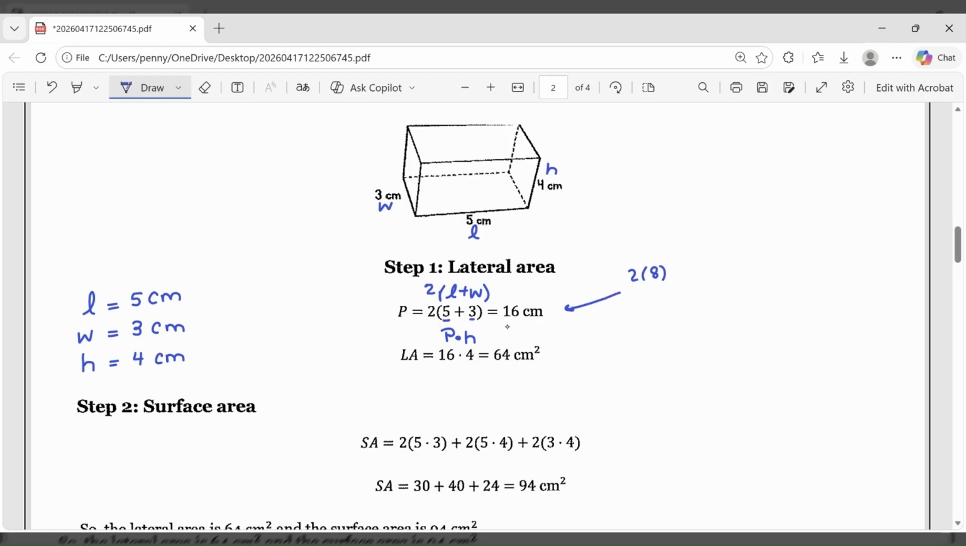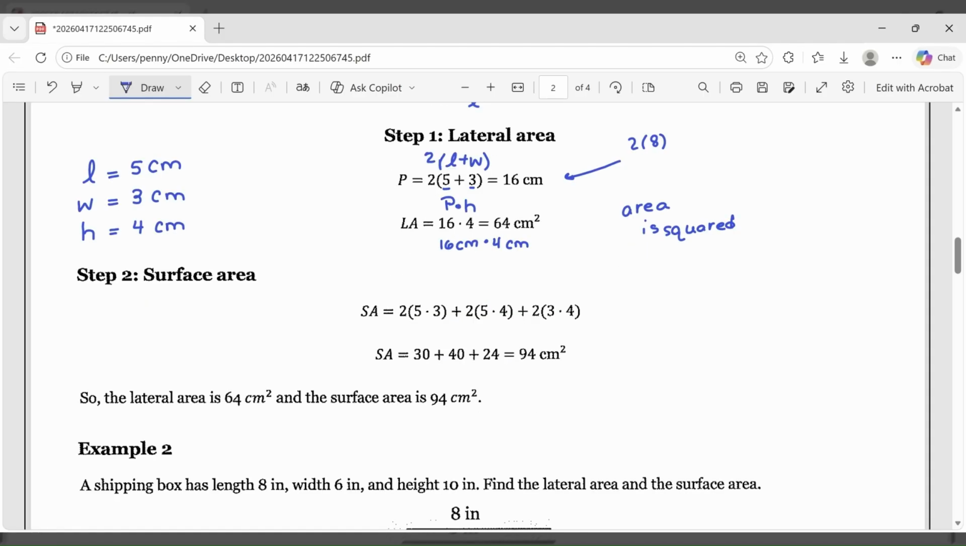Notice perimeter is not squared because you're just adding. Now area means you take that 16 centimeters times the height, which is 4 centimeters, and we get our 64 centimeters squared. So area is always squared. Same thing with surface area. Because it's area, our final answer will be squared.